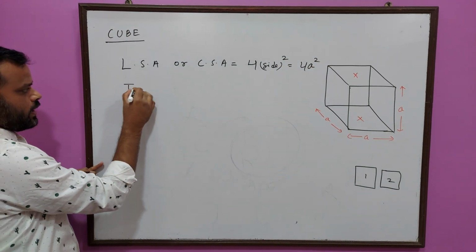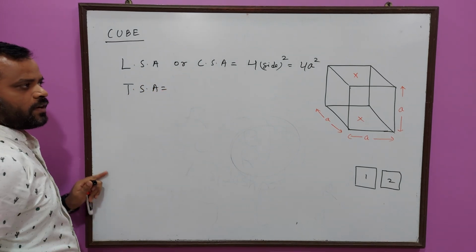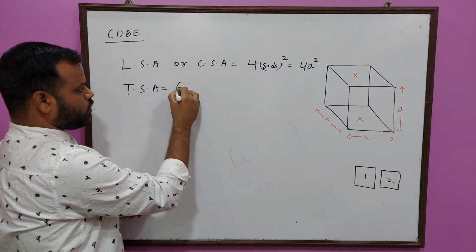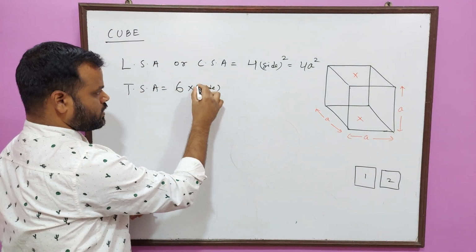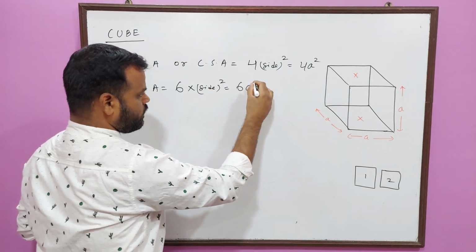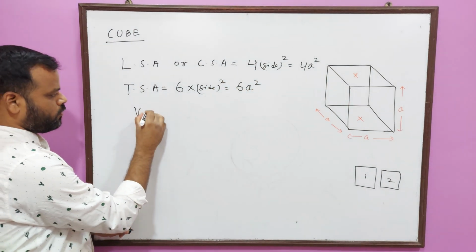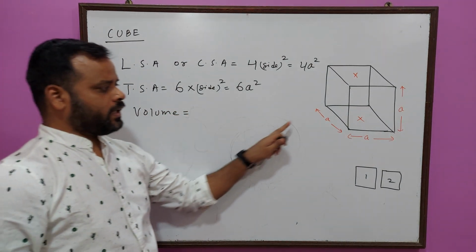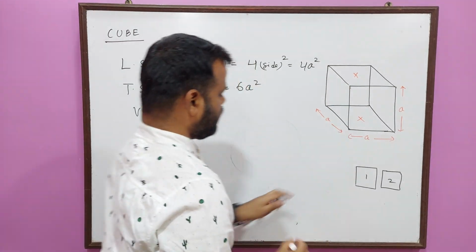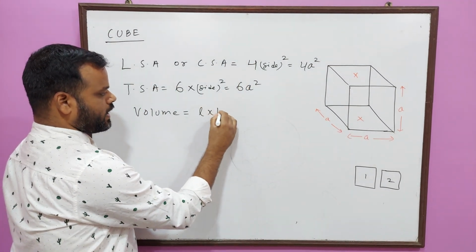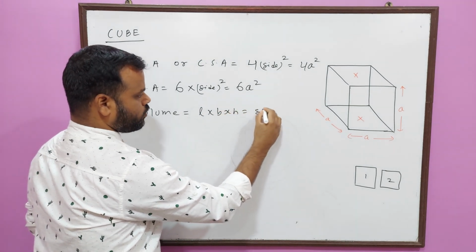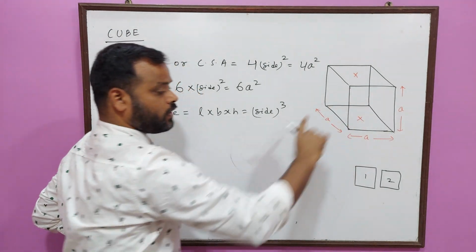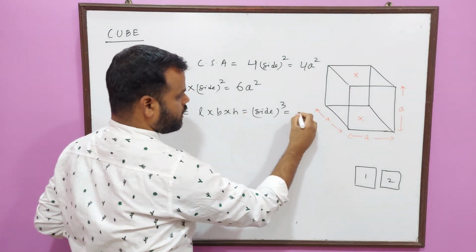Then the total surface area. Total surface area will be the area of the 6 faces. So 6 into side square, which is equal to 6a square. Then the volume. So volume will be length into breadth into height. Since all three are the same, it is side cubed, because length, breadth and height of the cube are the same. So it will be a cube.